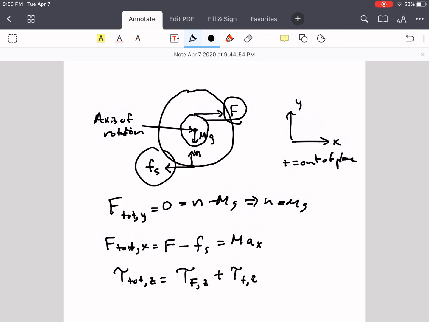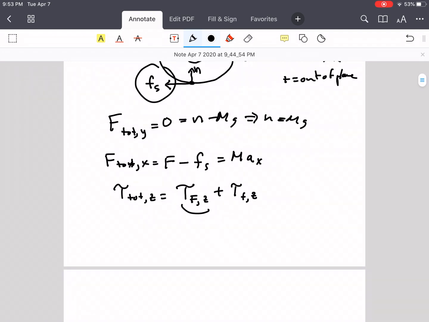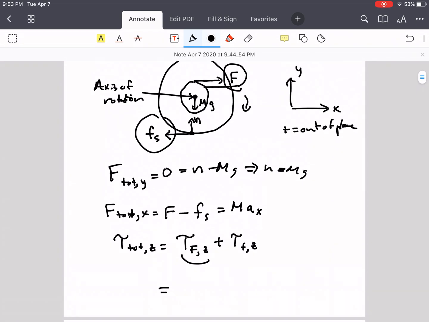Now, rather than making this complicated, let's just figure out their signs by figuring out what type of rotation they want to cause. So force capital F, does that cause clockwise or counterclockwise rotation? I should say acceleration. So you can see F wants to make it rotate clockwise. And that's a negative torque in the z direction. So the torque is negative F times r over 2 because it's perpendicular to the radius r. So you see that this is perpendicular to the radius at which it acts.